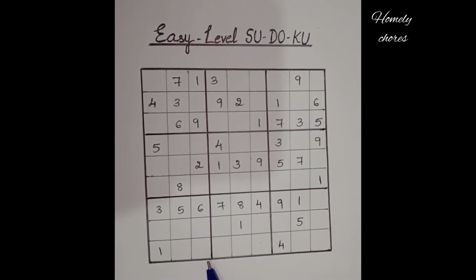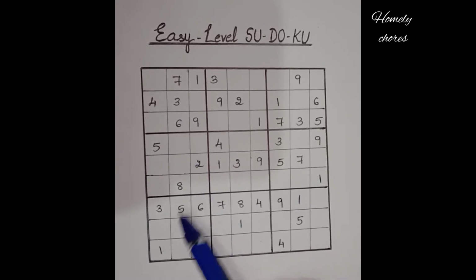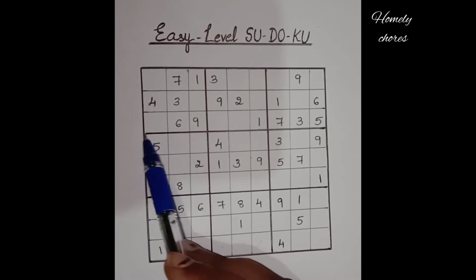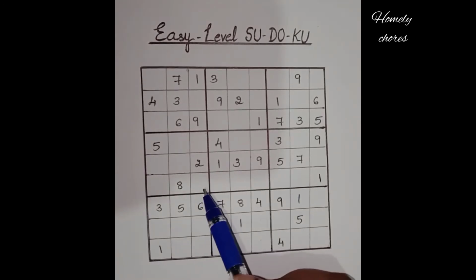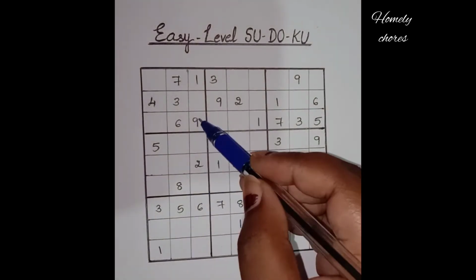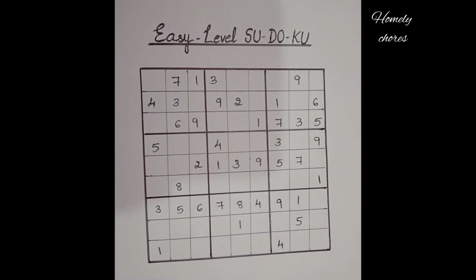Now let's move on to the next thick grid in which the number 1 is not present. Just check, in this 3x3 thick grid the number 1 is not there. You can eliminate the number 1 for these two boxes, as the number 1 cannot be repeated in this column.